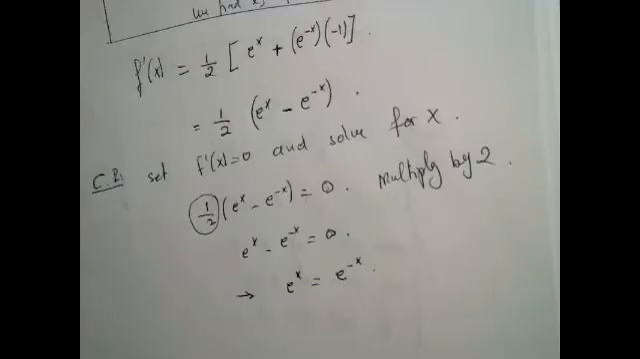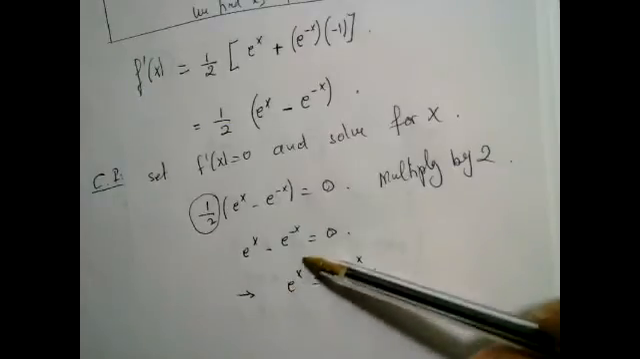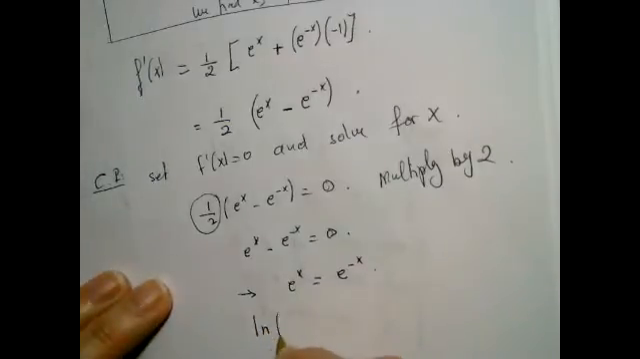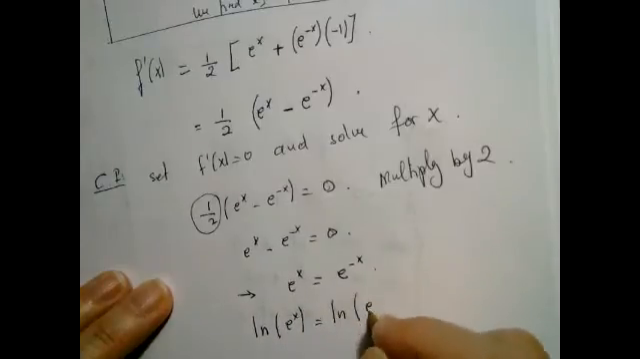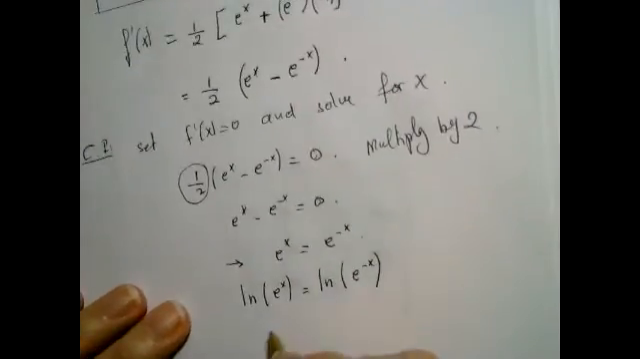Okay, how can I get my x? I have x as a power. What helps me get my x here? Take the log of both sides, absolutely. It means ln of e^x is the ln of e^(-x), and then this means x equals minus x.